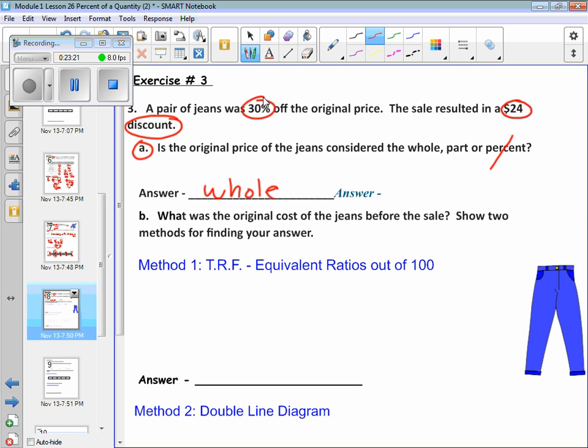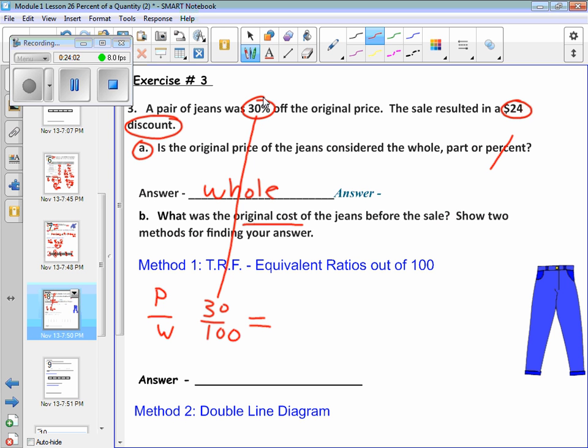This is what we're trying to find, the original cost. Let's set it up using TRF. Part over whole. We have that percent. When you have a percent, you have an entire part to whole ratio. 30 over 100. Now you got to make your key decision. Where does the 24 go? Where's 24 go? Aaron, is that part or whole?